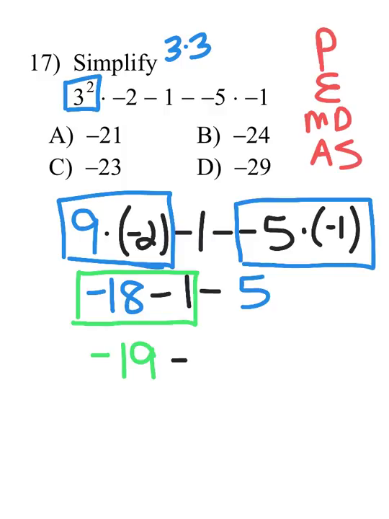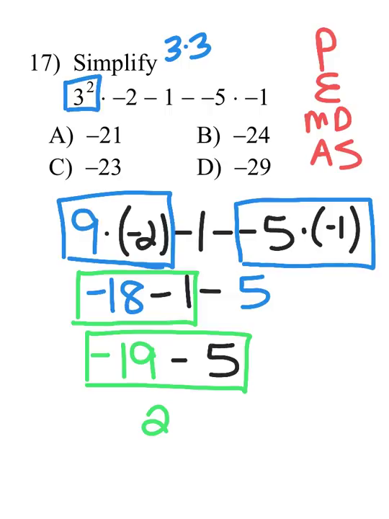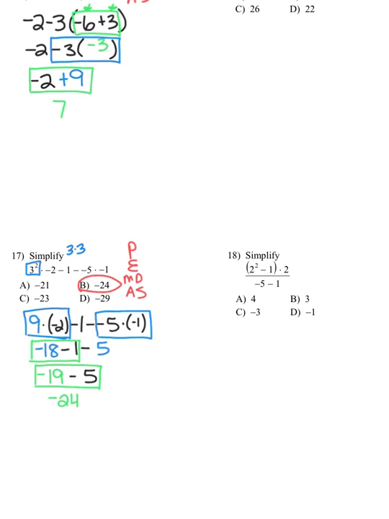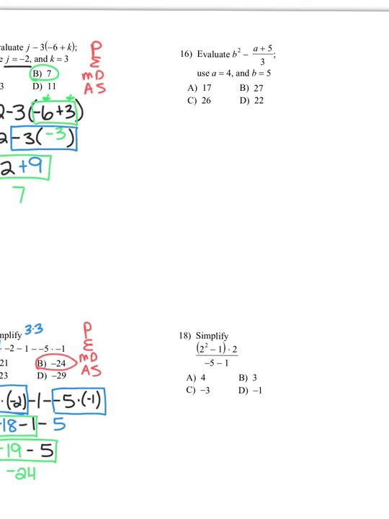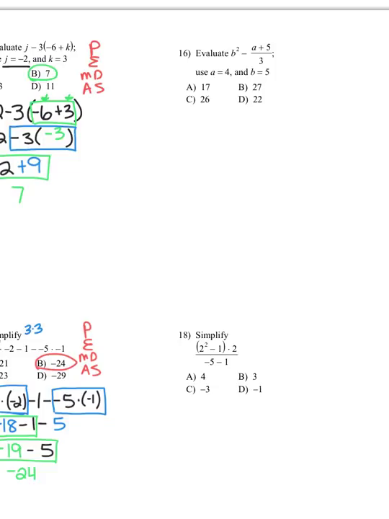So -19 minus 5. That again, I see that subtraction sign, so I know I'm following my green rules. They're both negative, so I'm going to add those numbers and get 24. And that negative sign stays all the way through. So my answer would be B. On the other side, I have 2 additional problems that if you would like, you could pause the video right now and try them and see if you got the right answer.